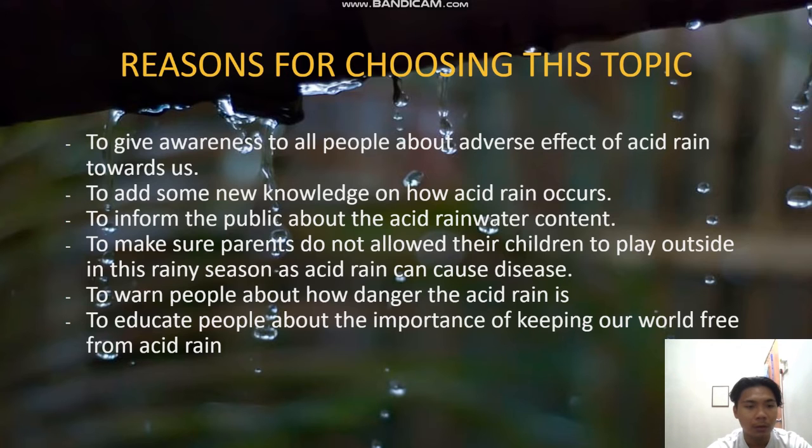Next, we want to warn people about how dangerous acid rain is. And last but not least, we also want to educate people about the importance of keeping our world free from acid rain. As we know, acid rain not only affects us as humans, but also can affect the world. So we want to make the world free from acid rain.